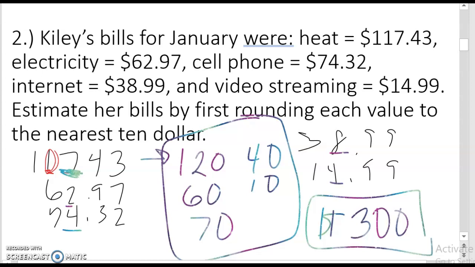So we would estimate Kylie's monthly bills here are estimated to be right around $300. And again, that might be slightly under, could be slightly over. Either way, we are talking just a rough estimate, so we have a ballpark figure of what that's going to look like. And that is playing with estimation.